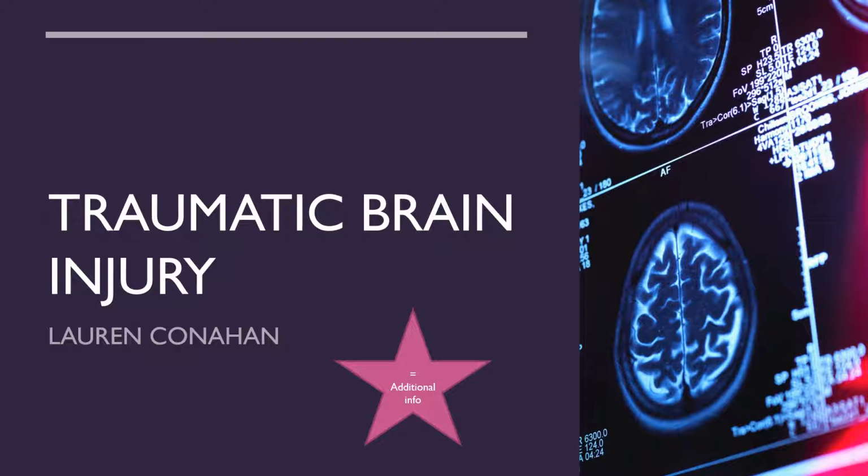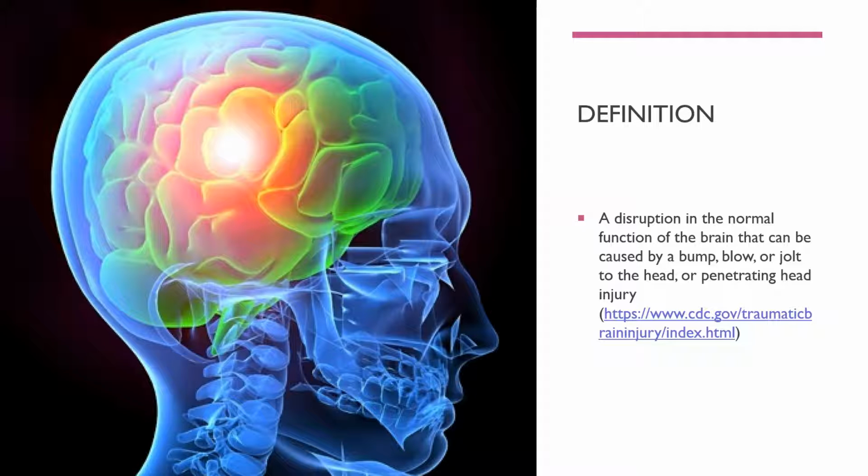So this is my presentation on traumatic brain injury. I just wanted to note that the little star on the slides indicates that I put additional info for possible extra credit. So the definition of traumatic brain injury is a disruption in the normal function of the brain that can be caused by a bump, blow, or jolt to the head or penetrating head injury.